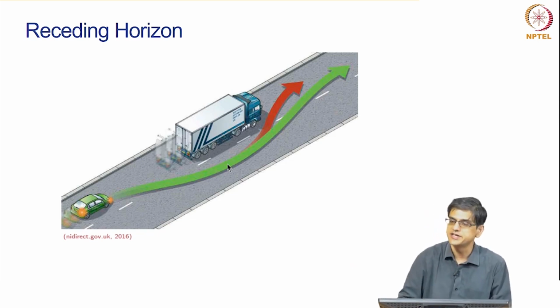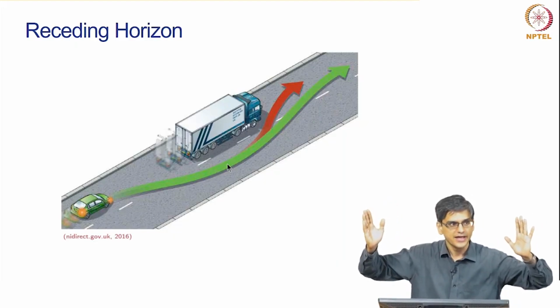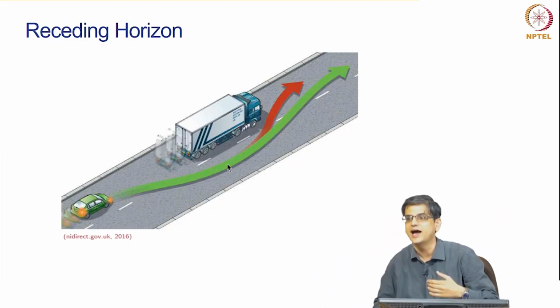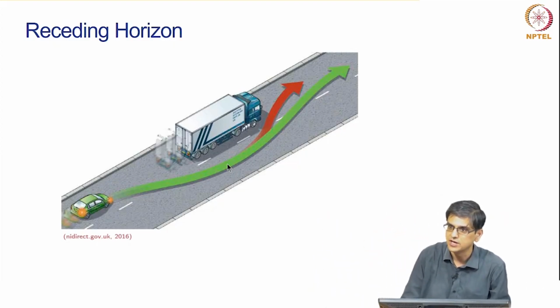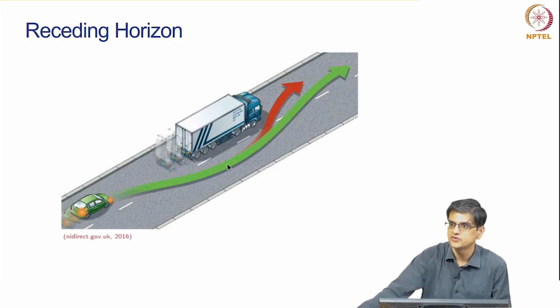That is what receding horizon means, that you are predicting into the future every time, and that prediction keeps moving as your vehicle is moving, and you make all these corrections. That is one of the key features of the MPC algorithm. So, that I will come to the end of this overview.